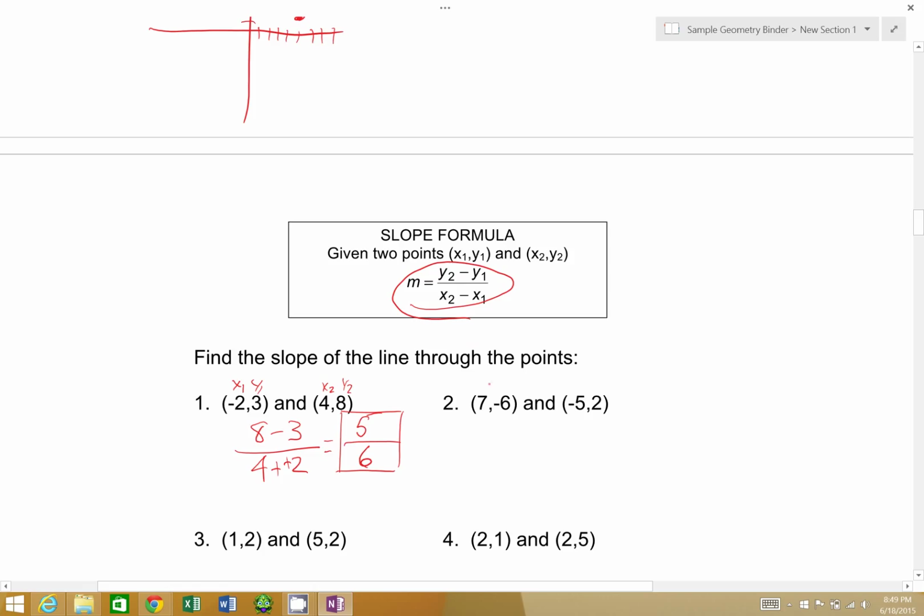So my y value, my x1, y1, x2, y2. See, even math teachers make mistakes. Contrary to what we tell people, we're not perfect. All right. My y2 is 2 minus negative 6 over my x2, which is negative 5, minus 7.